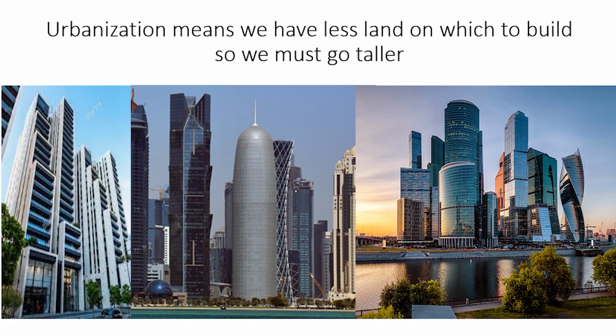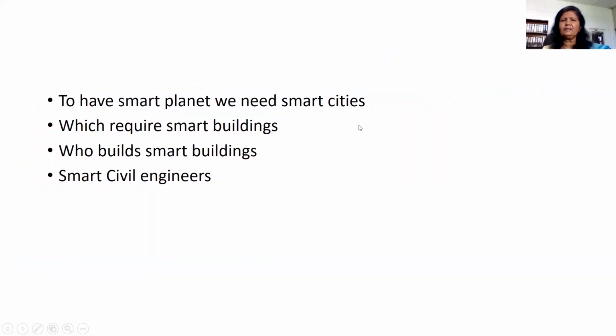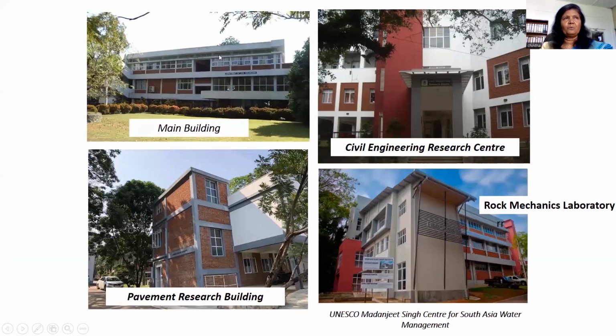Urbanization means we have less land on which to build, so we must go taller. Who designs tall buildings? That's smart civil engineers. To have a smart planet, we need smart cities, which require smart buildings. Who builds smart buildings? Smart civil engineers. So what do we do in the department?